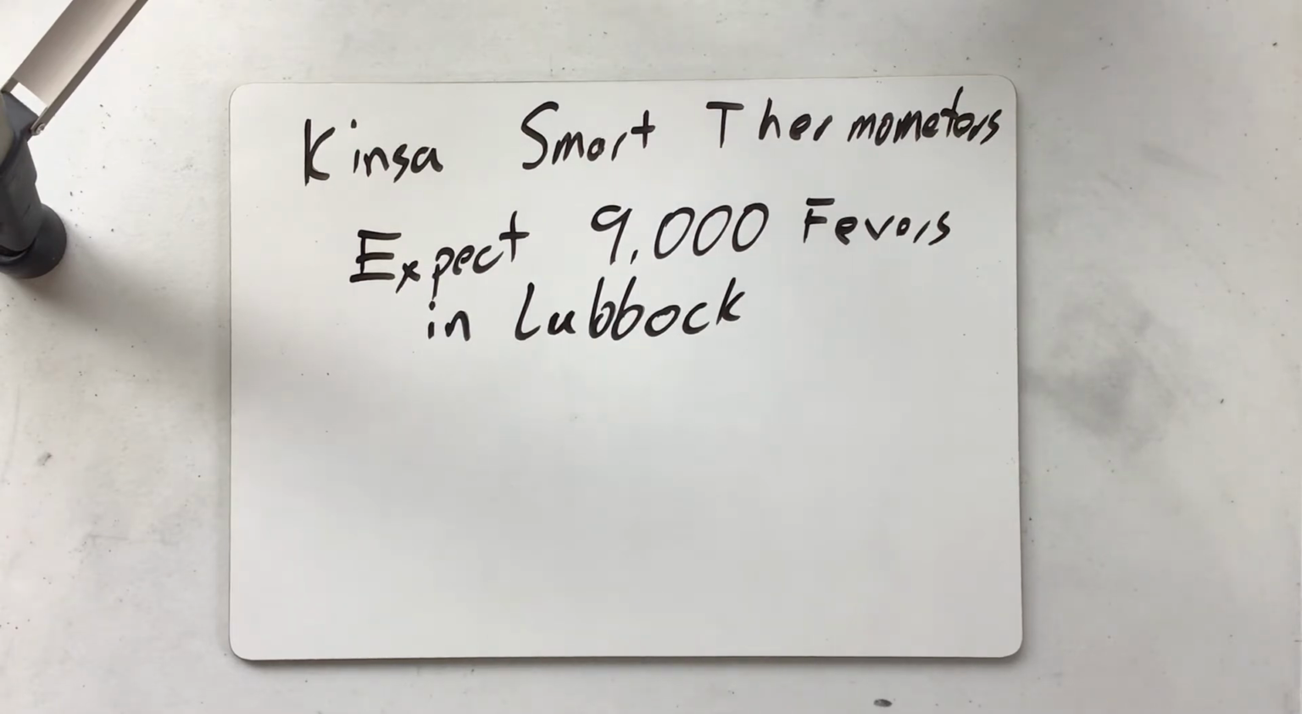Kinsa is a company that makes thermometers, and you take your temperature, and their thermometers are connected to the internet, and so they gather all of your data. People all over the country own these thermometers. They're taking their temperature, and as they take their temperature, it gets recorded to Kinsa's database, and so they have a record of people's temperatures all over the country.